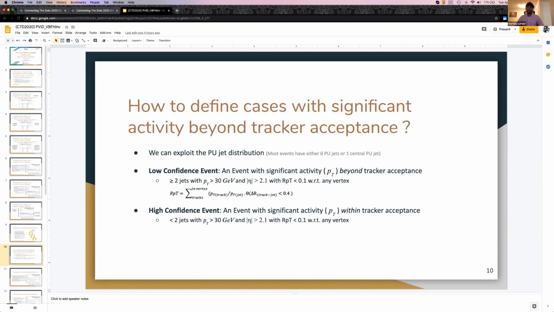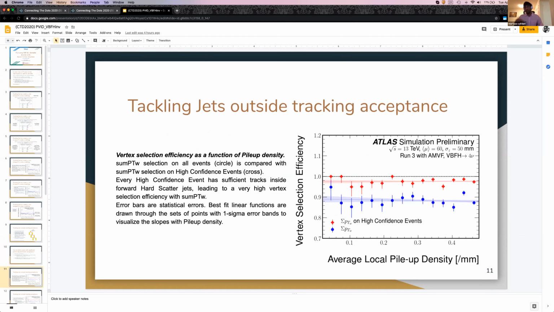And anything that is not is a high confidence event, which means that there are tracks in forward jets in these high confidence events. And so you expect vertex selection to do really well there. But does it? So slide 11, we see that. This is again vertex selection efficiency versus pileup density, but now I'm comparing the new method on all events in blue versus the new method on only the high confidence events. And we see that there is an improvement.